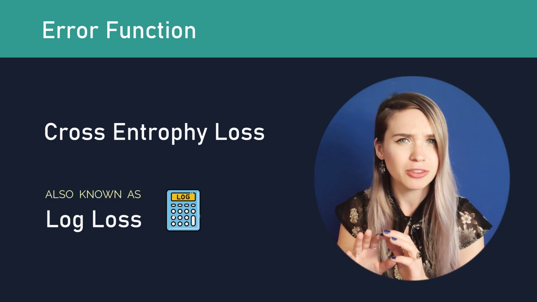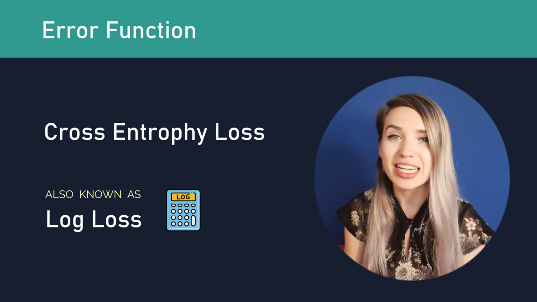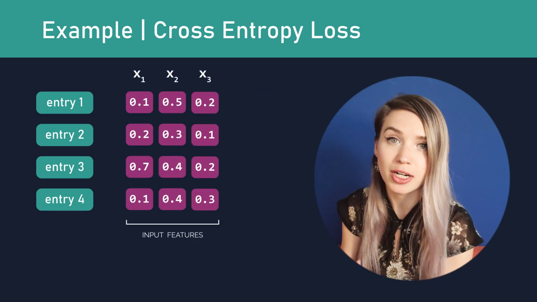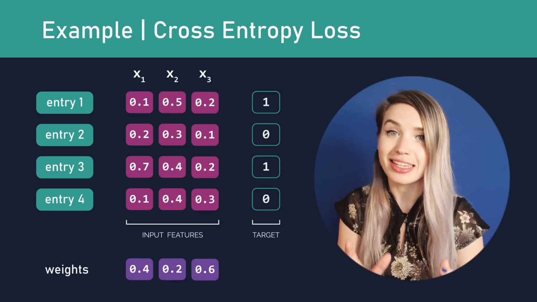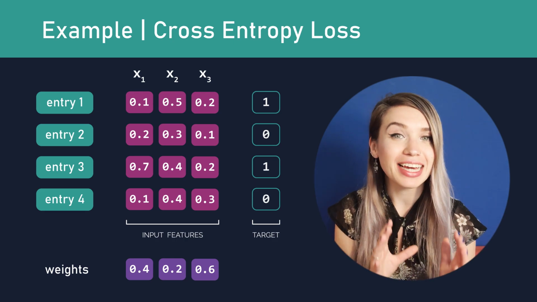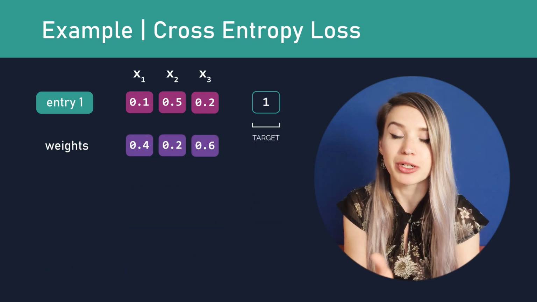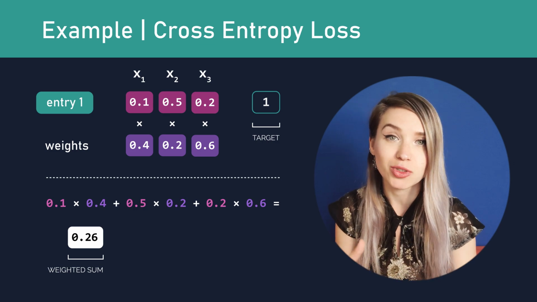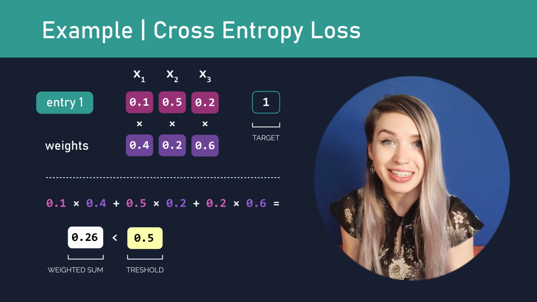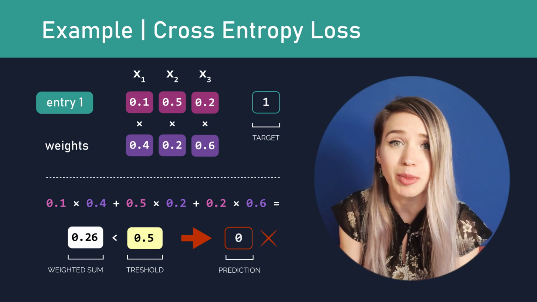And because they have such fancy names, before we dive into the formula, let's look at an example. So let's say our input data consists of 4 entries. Each of these entries would have 3 features and 1 target. If the target is 1, then the prediction of our model also must be 1. Otherwise, it must be 0. Now let's see if the actual output matches the target. So when we multiply the first set of inputs by their corresponding weights, we get 0.26 as the weighted sum. Now, because 0.26 is smaller than our threshold of 0.5, our perceptron will return false or 0, which is unfortunately different from our target of 1.